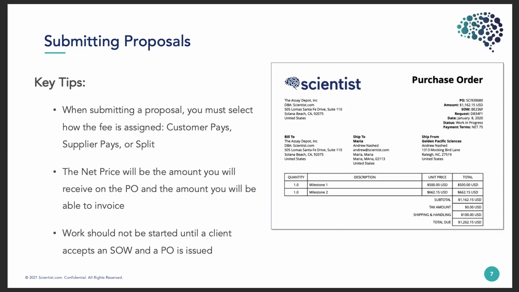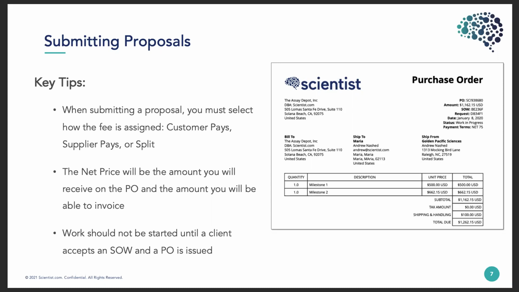However, when submitting a proposal, the most important thing to remember is that the net price will be the amount that you receive. Once we go into the system, once again, I'll show you exactly how that works. But it's important to remember that this net price, no matter if you choose the customer pays, whether you choose to split the fee or whether you choose to cover it yourself, that net price is the amount that you're going to see on the PO and the amount that you will then be able to invoice for.